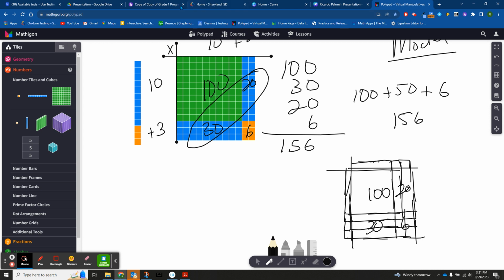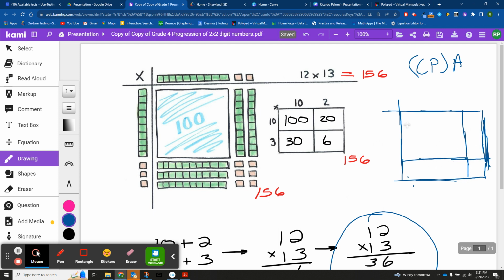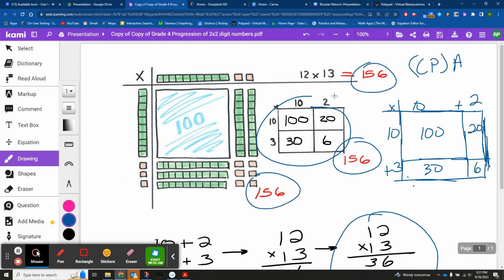And eventually we start doing it this way. I'll just draw that out real quick. You should see the QR code right here. And our kids will eventually multiply this way. Now what I do, and notice the box is a little uneven, is I will draw it out the way it kind of looks here, like the sides are a little more narrow over here. 10 plus 3 times 10 plus 2. And then they can fill it in. 10 times 10 is 100. 10 times 2 is 20. 3 times 10 is 30. 3 times 2 is 6. And they'll still get the exact same answer every single time.